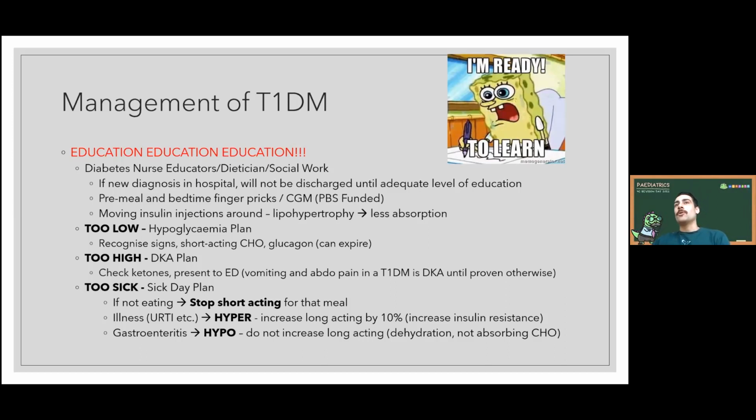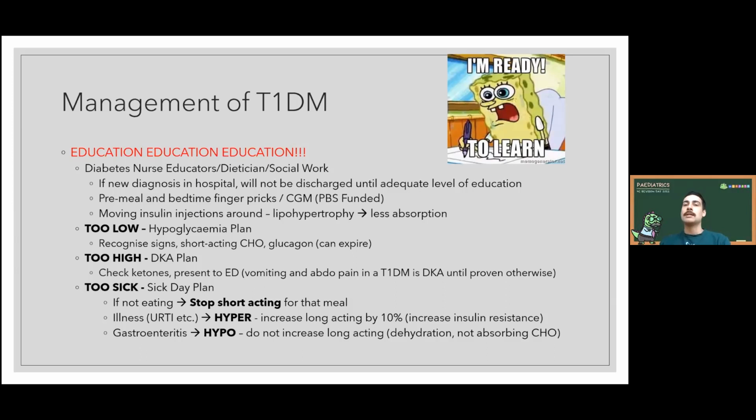The other things for families to be aware of is when it's too low, too high, or the kid's too sick. If they're too low, that's a hypoglycemic plan. They need to be aware of the symptoms, give short-acting carbohydrates like jelly beans, or if they're in an altered conscious state or fitting, then you give them glucagon, which does the opposite of insulin. If it's too high, then they go into DKA, so they've got to check the ketones and present to the ED.